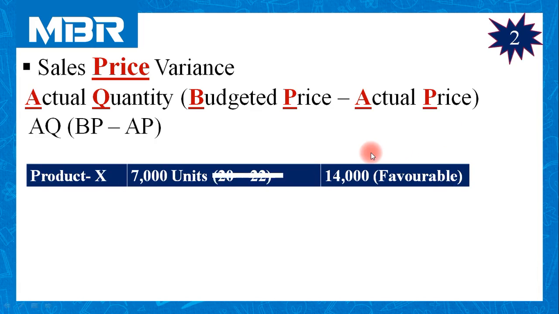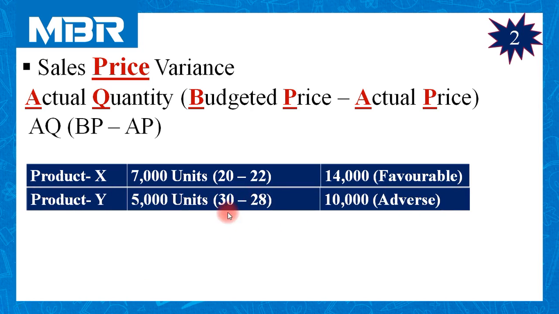Using this, we need to calculate our price variance. For product X, actual quantity is 7,000 units, budgeted price 20 minus actual price 22. So 20 minus 22 is equal to a difference of rupees 2 multiplied by 7,000 units. Total 14,000, and it is favorable because we have charged a higher selling price than the estimate.